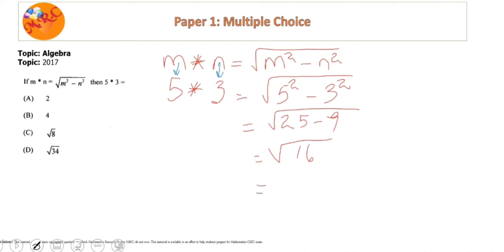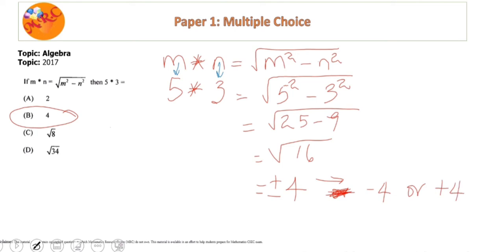Alright? And what's the square root of 16? That's 4. Technically, it's positive or negative 4. But the only thing that they have in this question is 4. So that means our option is 4. Alright? So it's either -4 or +4.